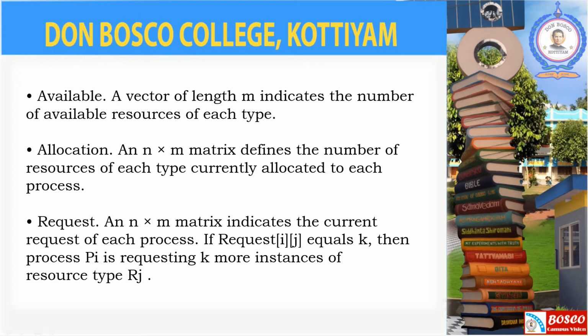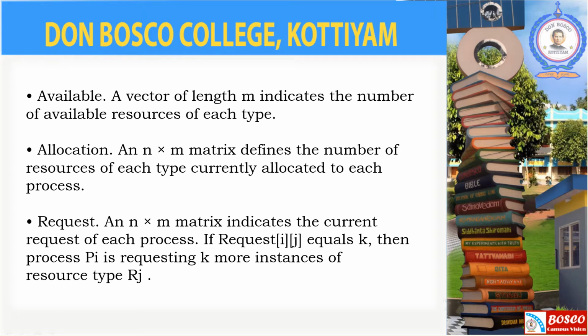Like in the Banker's algorithm, we need some data structures like available, allocation and request. We know the available data structure contains the number of available resources of each type. That is, the resources remaining after allocation to the processes, which the available data structure indicates.